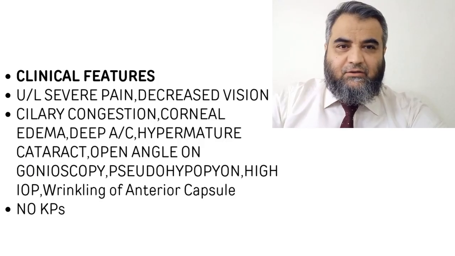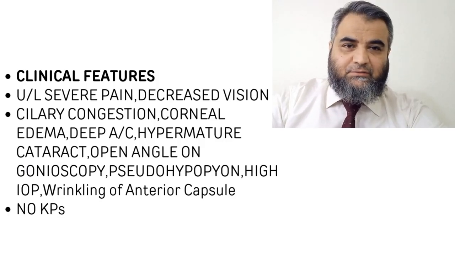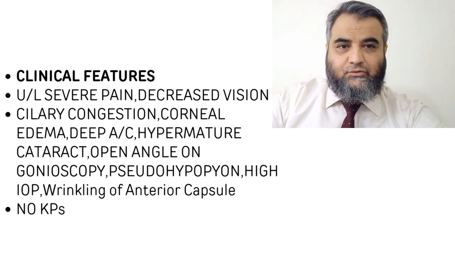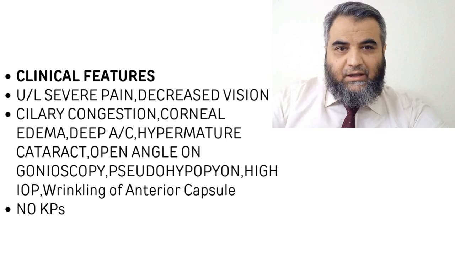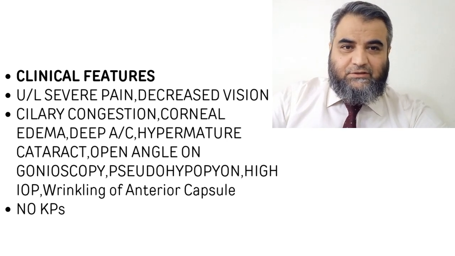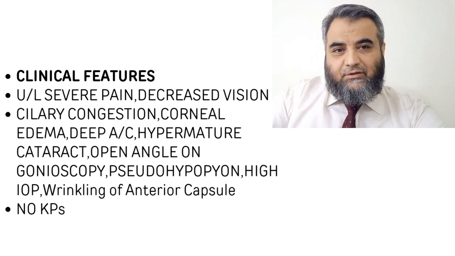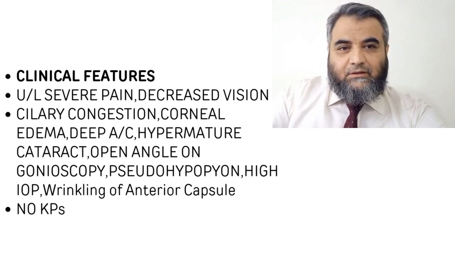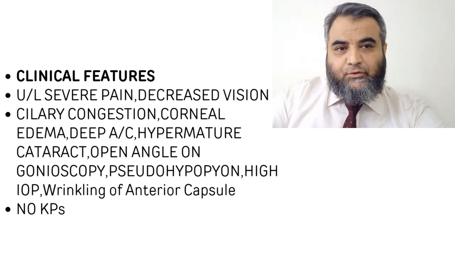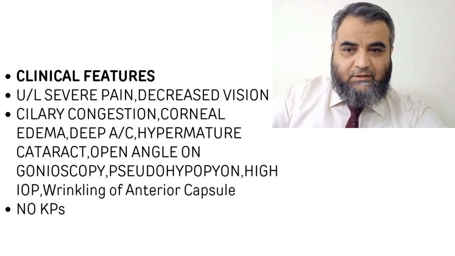Clinical features are quite straightforward. The patient presents to you with unilateral eye pain and decreased vision, and on examination you will see mild corneal edema, the anterior chamber will be formed, there will be a mature white cataract, and there will be layering of this pseudohypopyon you can see over there. Sometimes if you do gonioscopy, you will see the angle is open.